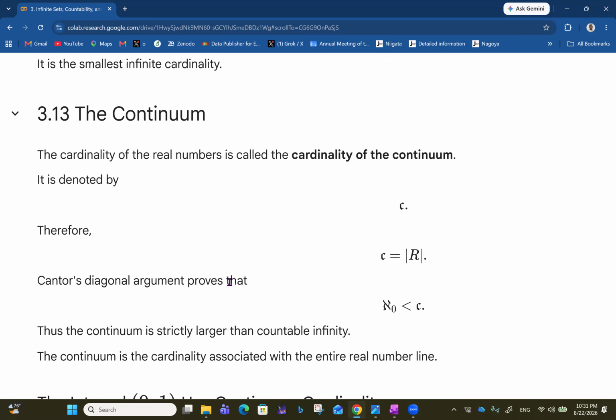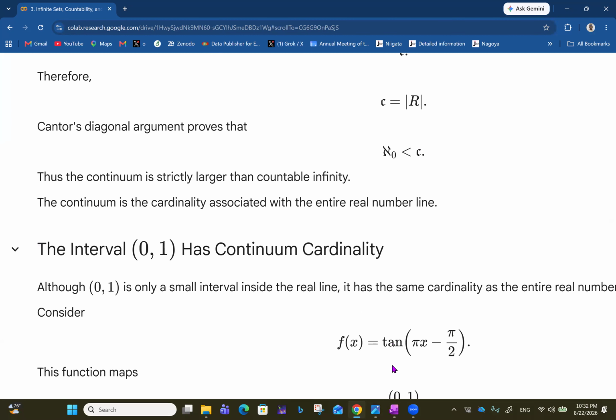Cantor's diagonal argument proves that aleph 0 is always less than the cardinality of the continuum, which is the cardinality of R, the set of real numbers. Thus, the continuum is strictly larger than countable infinity. So the continuum is the cardinality associated with the entire real number line.